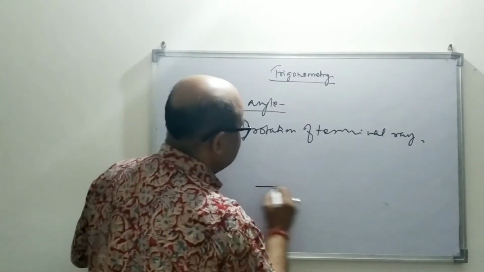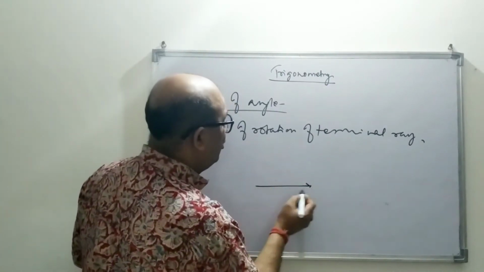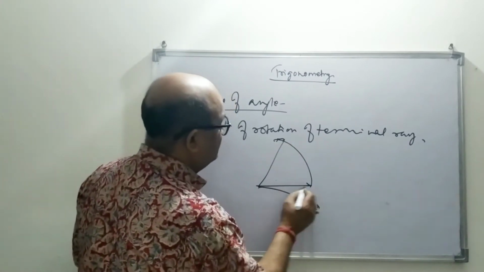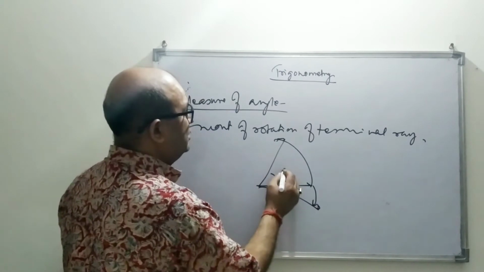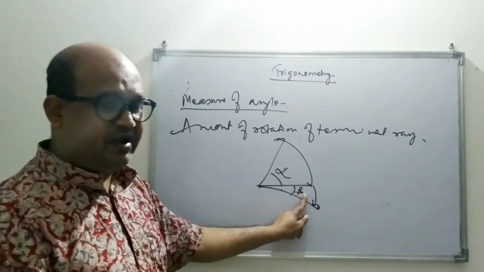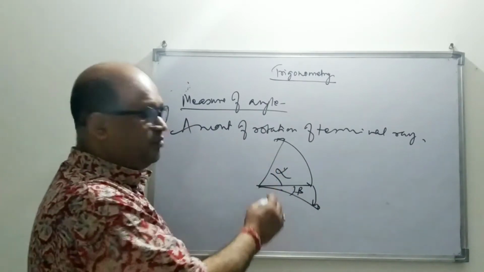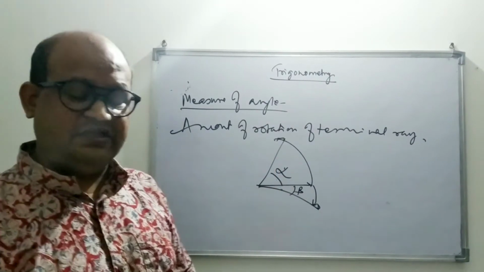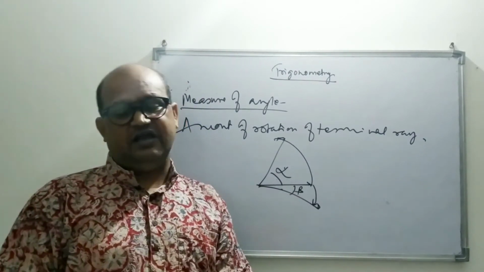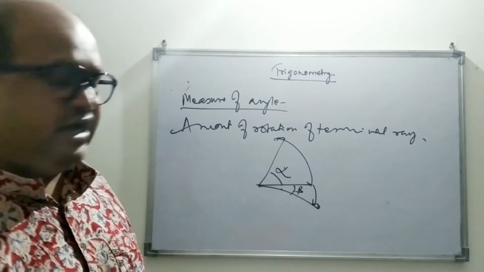Suppose this is the initial position of the terminal ray. Suppose it is rotating like this, or it is rotating like this. So these are the angles. Suppose this is alpha and this is beta. Though this is negative angle, this is positive angle, but the amount of rotation is called measure of angle. And these are to be measured in basically two ways: degree measurement and radian measurement.